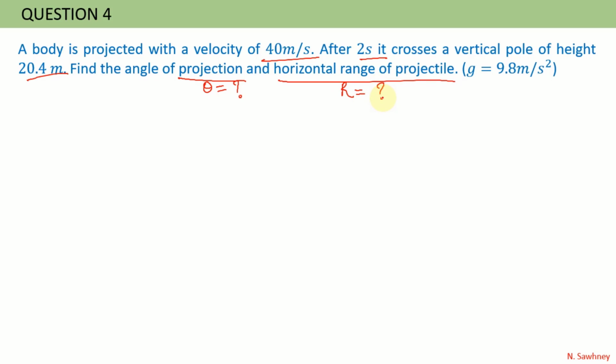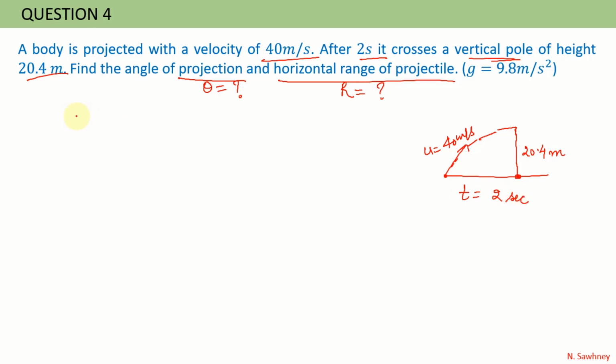It is given in the statement that after 2 seconds, the body crosses the vertical pole, which is shown like this, that u is equal to 40 meters per second and the vertical pole, suppose the vertical pole is here, which is at a height of 20.4 meters, and the time taken by the body to cross this vertical pole is given as 2 seconds in the question.